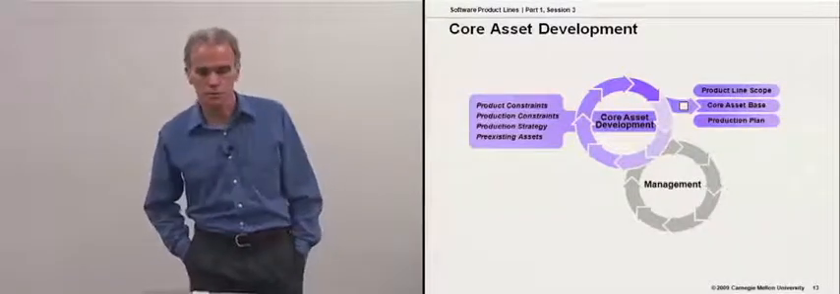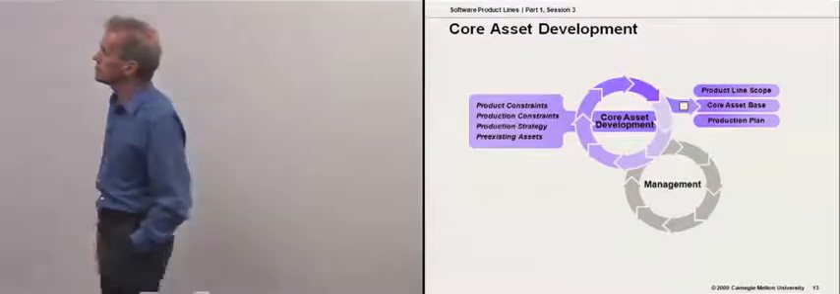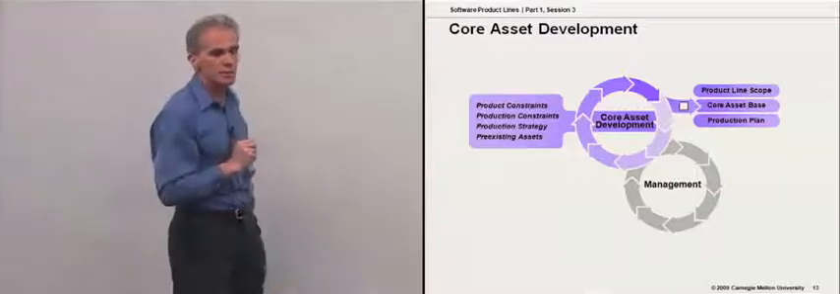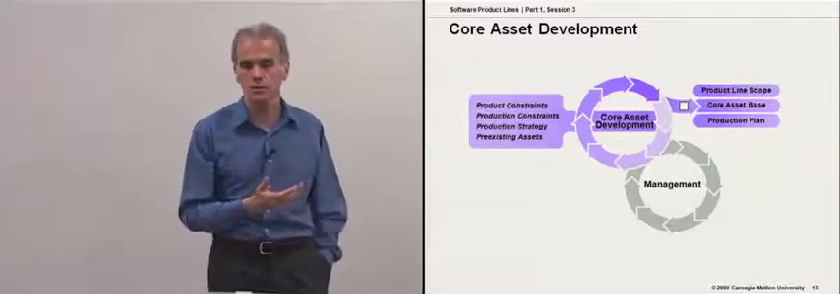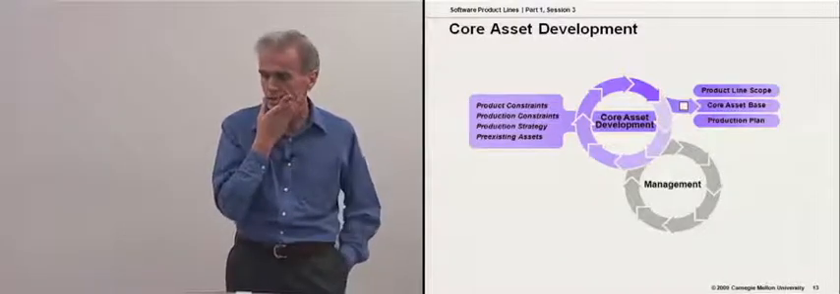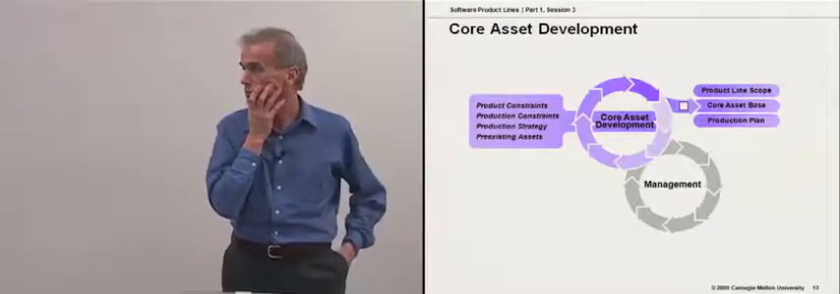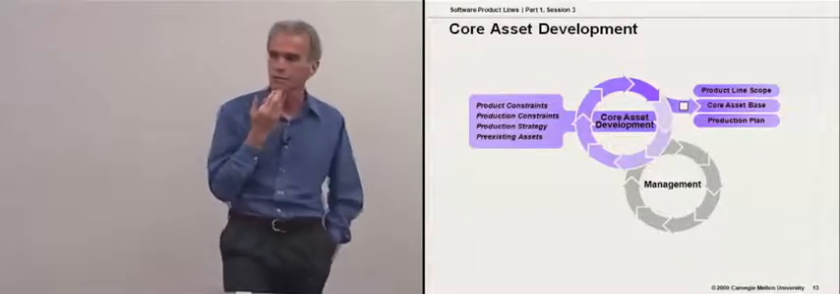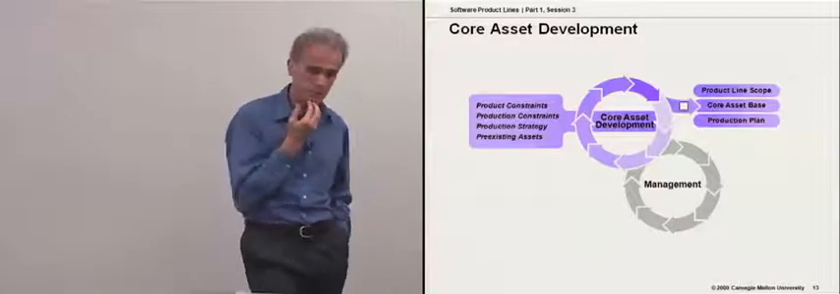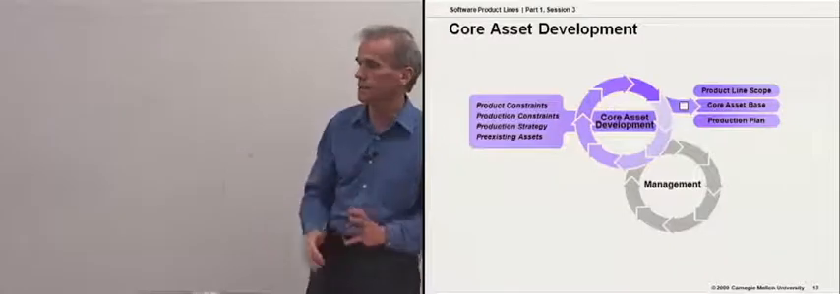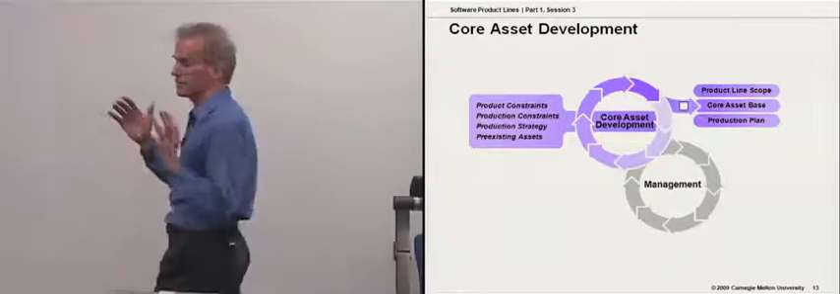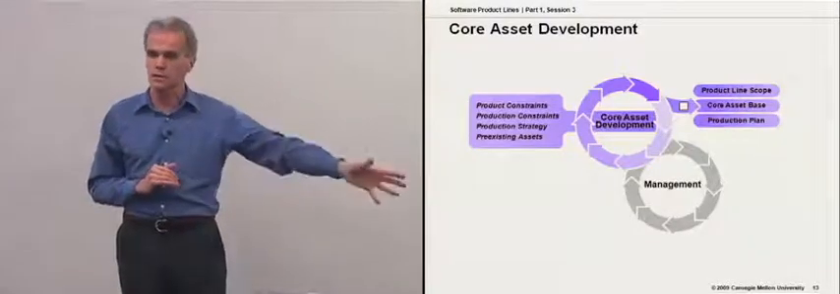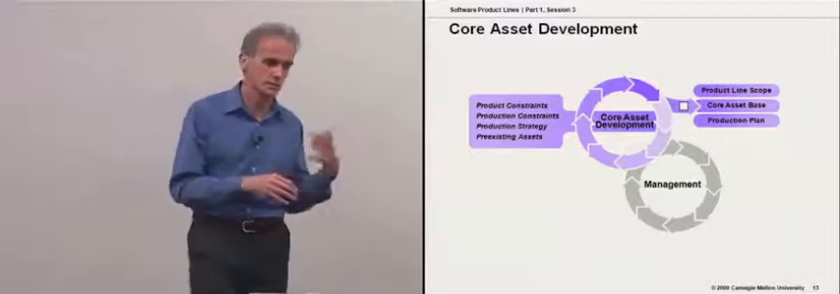The outputs of core asset development are, first of all, the core asset base itself, the production plan, the guidance for how to turn those core assets into products, and the product line scope. Now, you would think that going into core asset development, you ought to have some idea of the scope, the set of products that you build. In practice, most organizations have a rough idea in the sense that it may be we're going to base the product line on an existing set of products, or we've done some market and business projections and we see a range of future products in addition to the existing set of products.